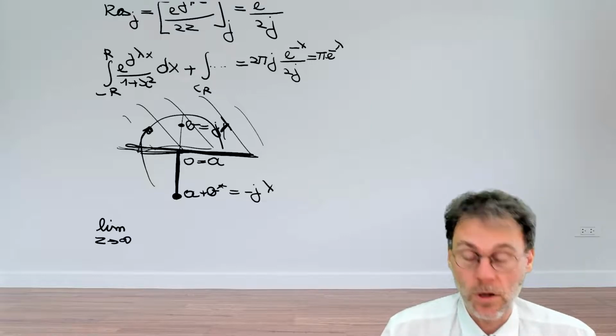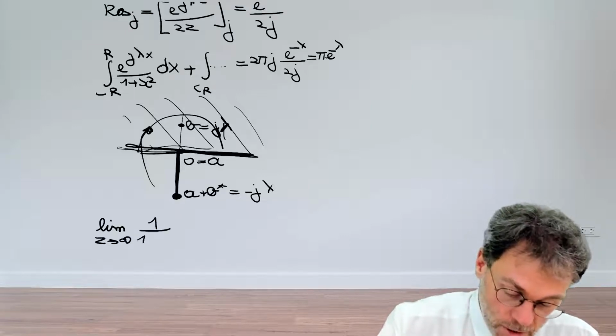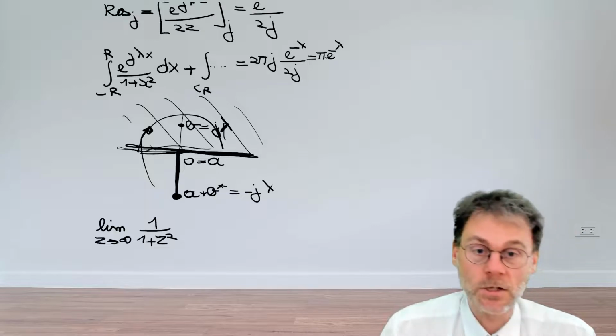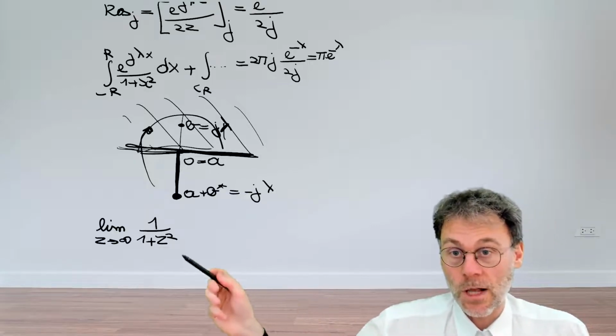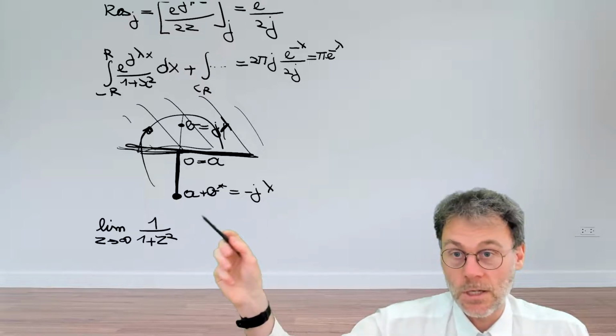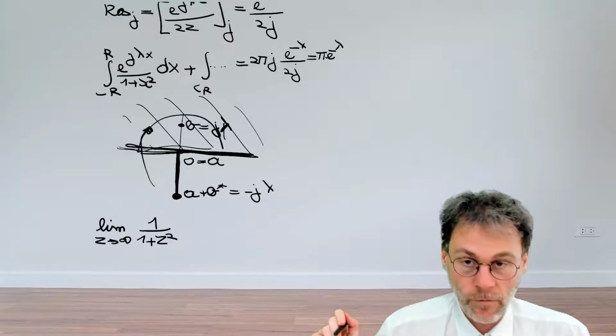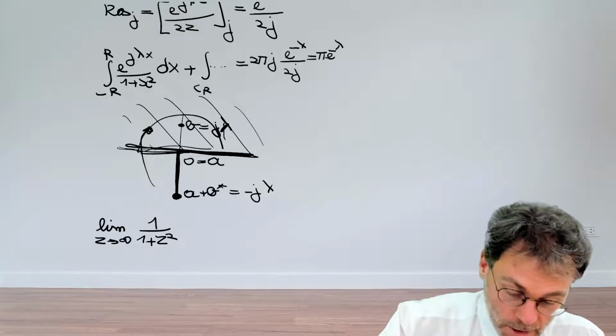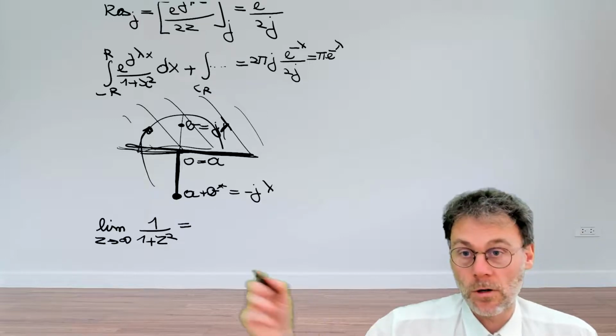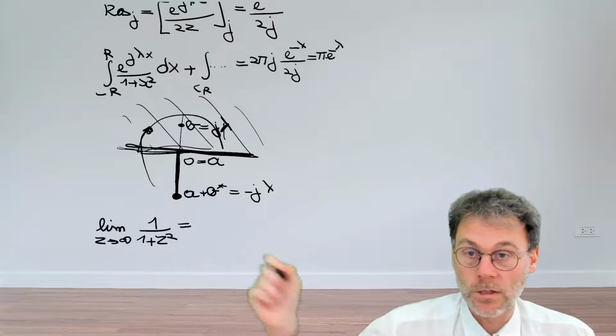So the limit of z going towards infinity, in our case of 1 over 1 plus z squared, that thing should be 0. Remember, for Jordan's lemma, we do not need an extra factor z minus a here, so don't confuse the big limit theorem with Jordan's lemma. This thing will be equal to 0 because the denominator always wins out.